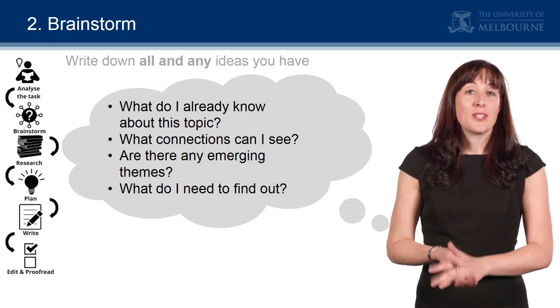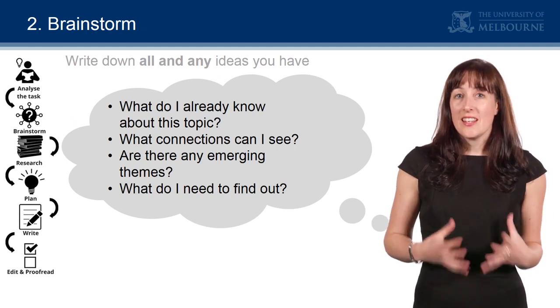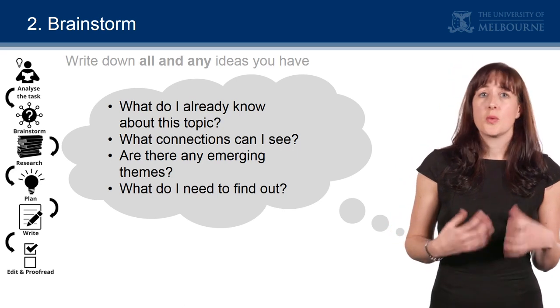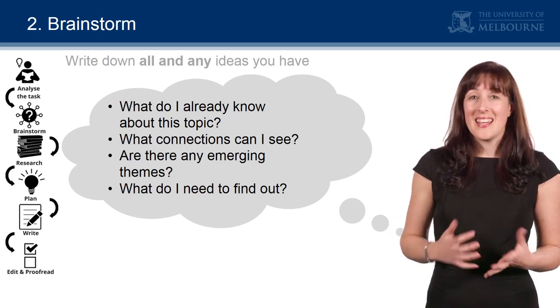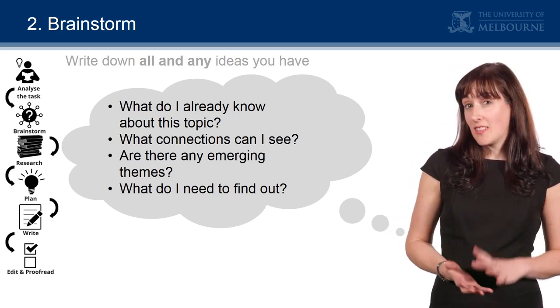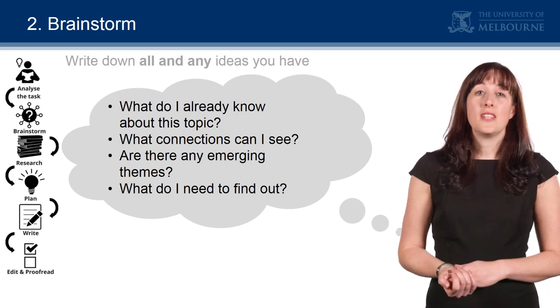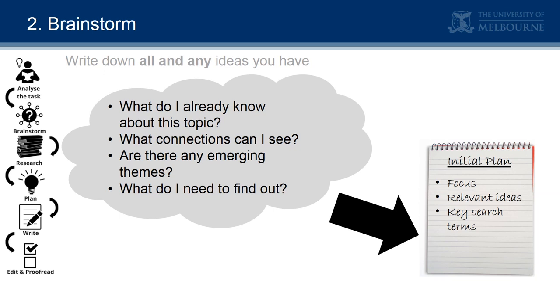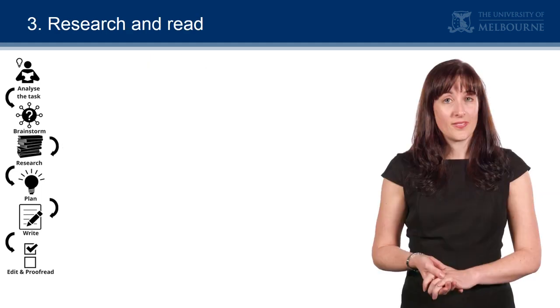Stage 2 is brainstorming. Write down any and all ideas that you have without worrying about structure. This helps you to work out what you already know, connect ideas and notice emerging themes, and identify what you need to find out. Then, refine your brainstorm. Decide on your focus, identify relevant ideas and key search terms, and organise them in an initial plan to guide your research.